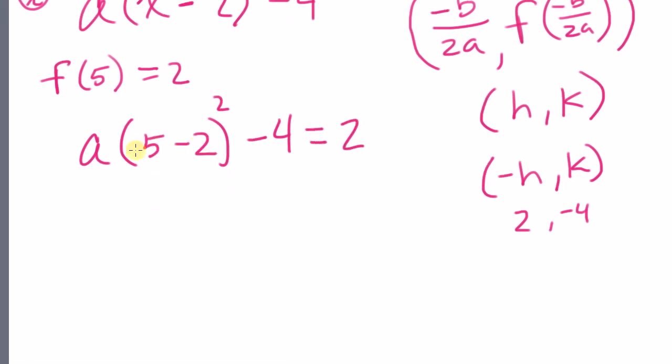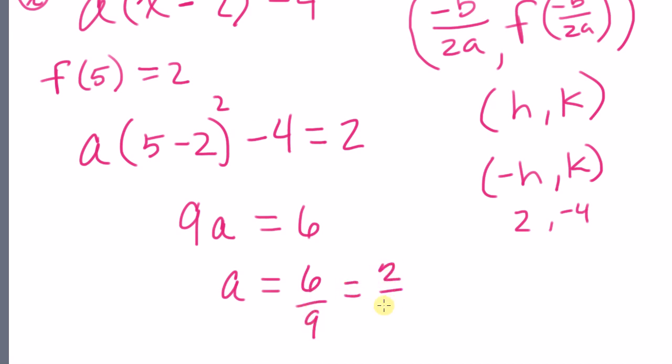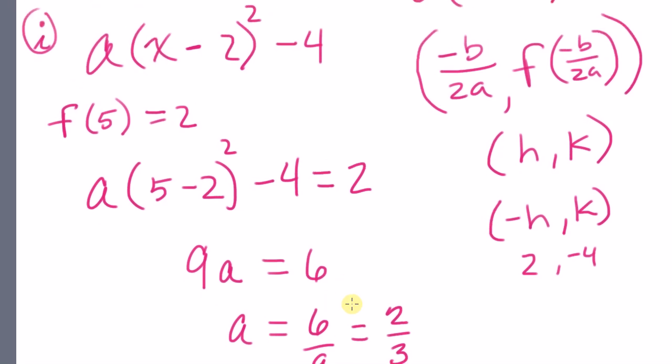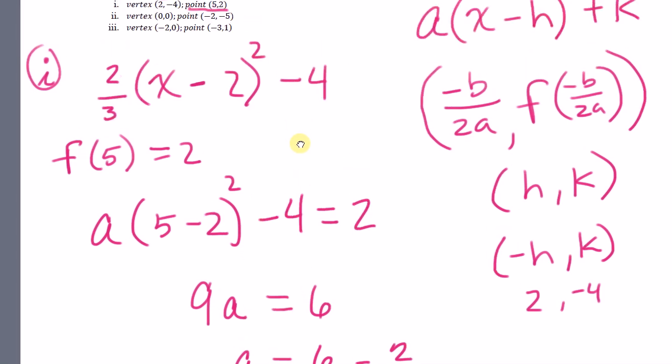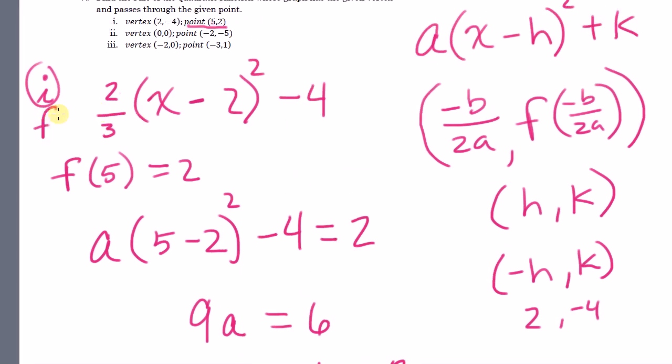So this is going to be 3 squared. Okay, so I have 9a is equal to, take this 4 and move it over here, 6, and a is equal to 6/9, which is equal to 2/3. So we replace this a value with 2/3. If I wanted to make it neater, it would look like this. So there you go. And you probably want to put the f of x equals.